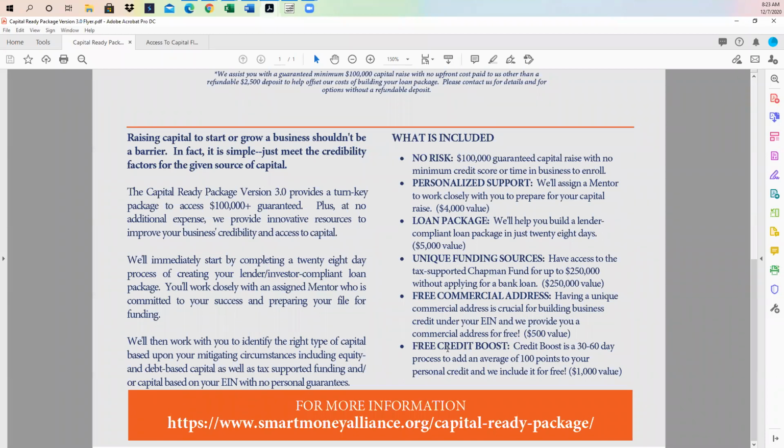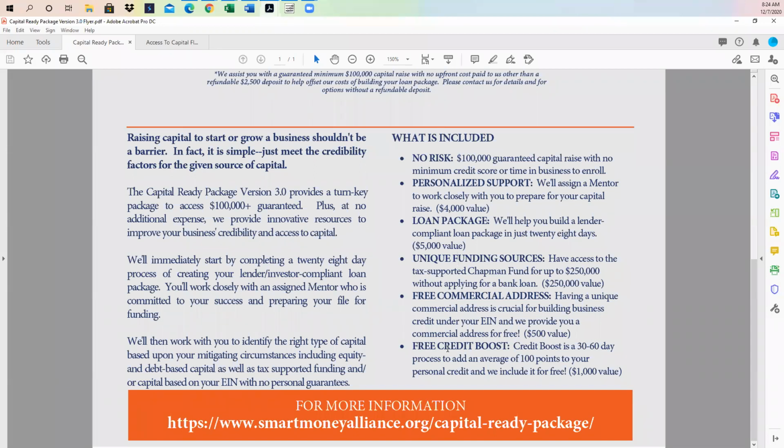So Dion, part of our Capital Ready 3.0 package includes access to unique funding sources. So some funding sources have specific requirements and we're able to help you get positioned for those. For example, the Chapman Fund. And chances are Dion's never heard of the Chapman Fund, which is fine. It's real, but he's never heard of it, because it's a geographical exclusive offering. So Dion, for example, we can use the Chapman Fund to get up to $250,000.